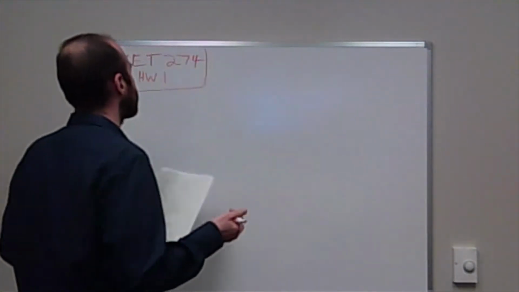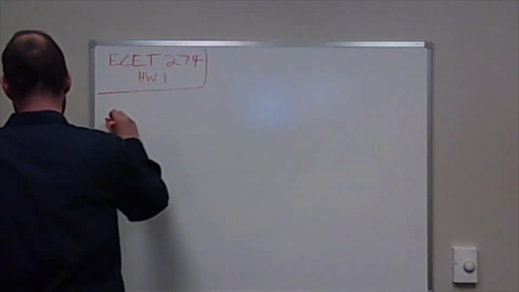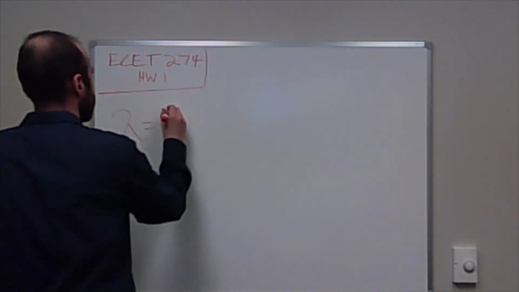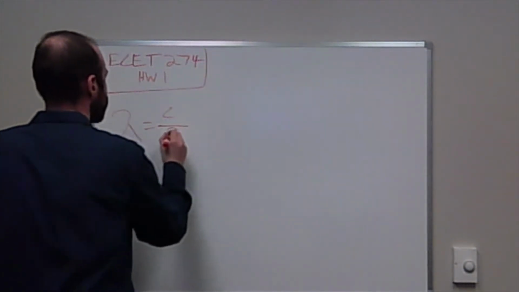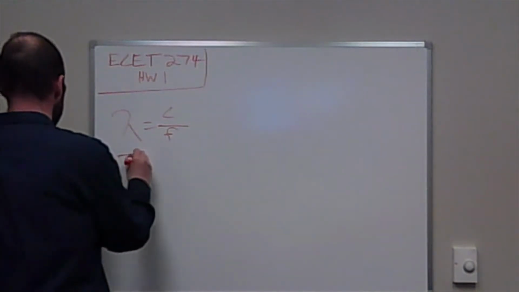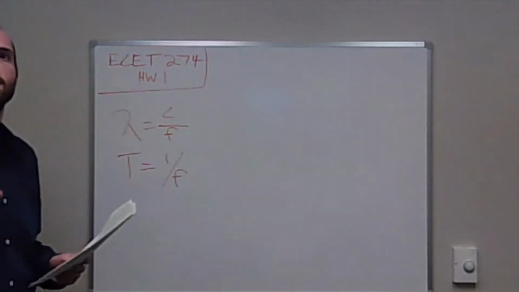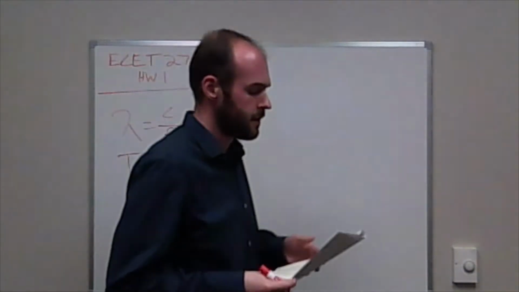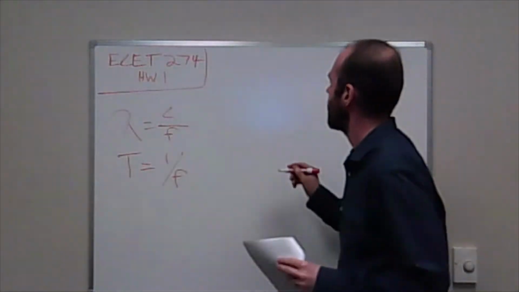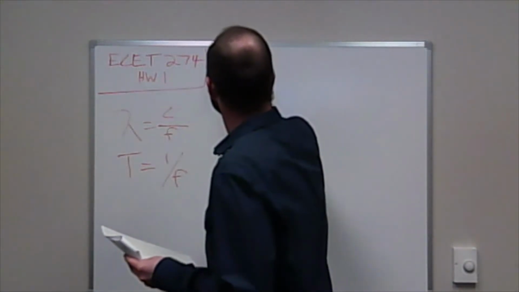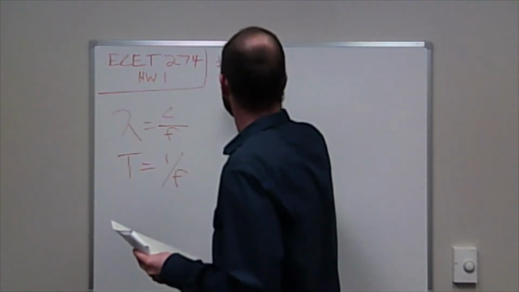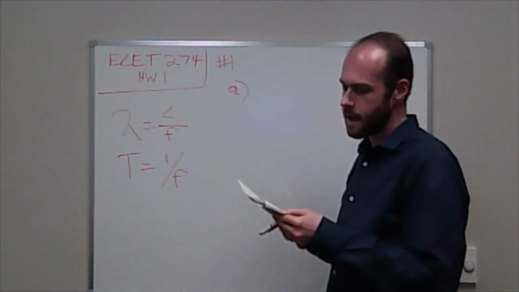There are a couple things that we know. One is that the wavelength is just the speed of light over frequency. And 2, the period is just 1 over the frequency. So using those 2 equations, we can figure out all that we need for this problem. So this is number 1, part A.